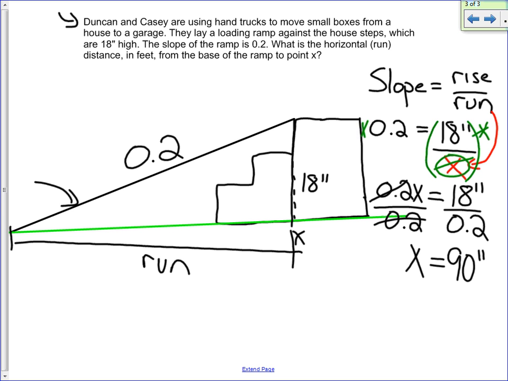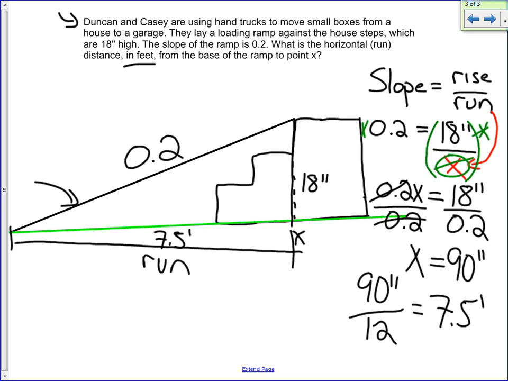Now, 90 inches is still not what we're asked to find because we want to know the feet. And so remember that there are 12 inches in every foot. So I need to take this value here and I need to divide it by 12. So 90 inches divided by 12 is going to be equal to 7.5 feet. And so that's this value here.